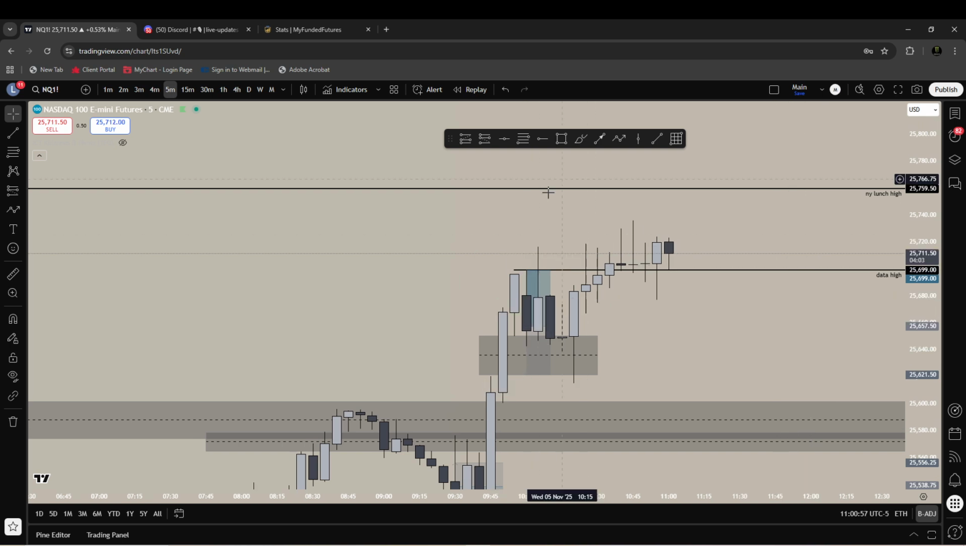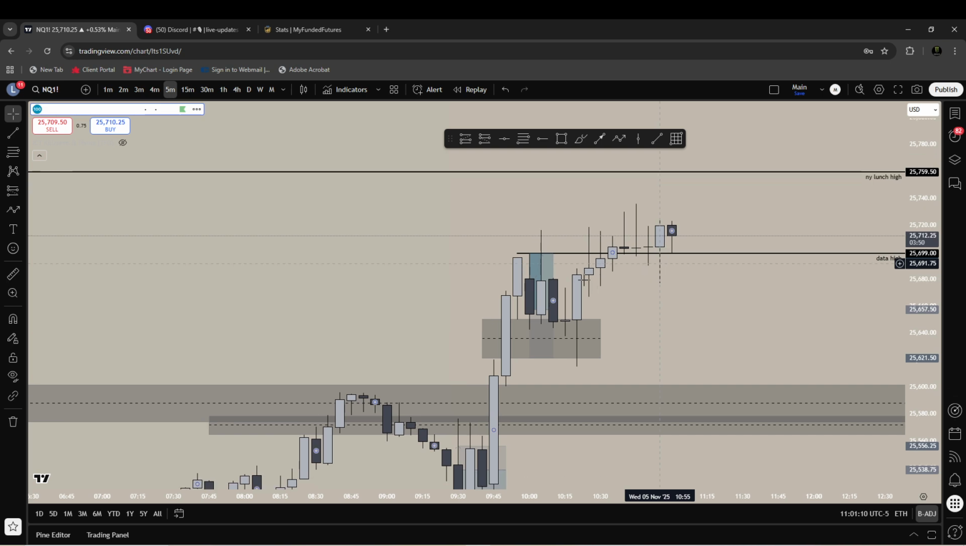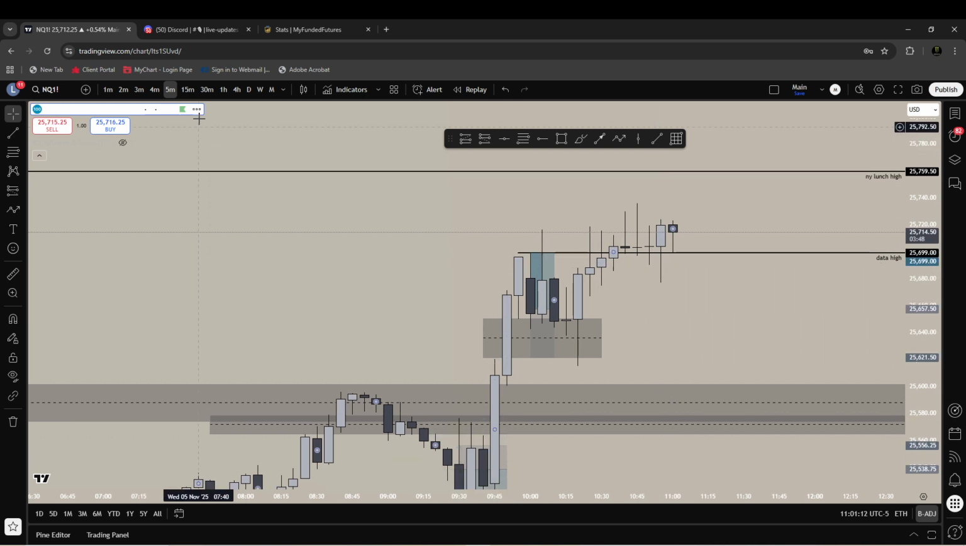On top of that, we still have New York lunch high up here, and ES also has New York lunch high. So I'm figuring we could at least run stops to break even or take some profit at the data high. And then if we want to let it run to the New York lunch high, we can also do that as well. So again, we put in this data wick off the super extended push to the upside.